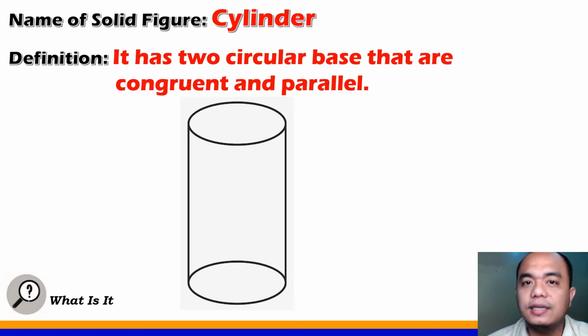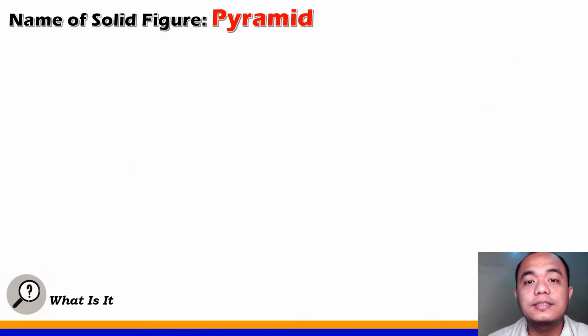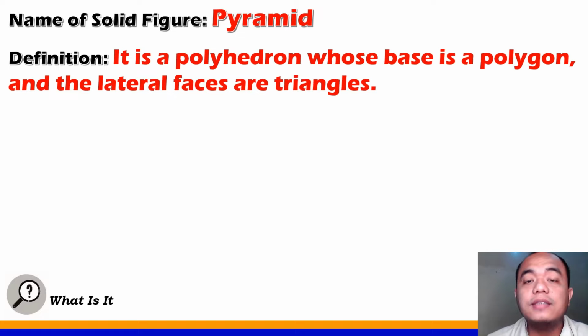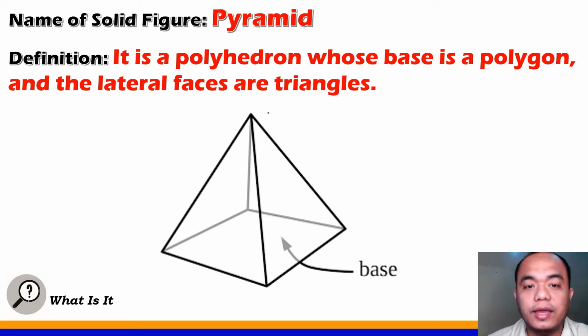Again, this is a cylinder. The next solid figure is the pyramid. A pyramid is a polyhedron whose base is a polygon, and the lateral faces are triangles. So again, this is the pyramid. This is an example of a pyramid. And this is its base.